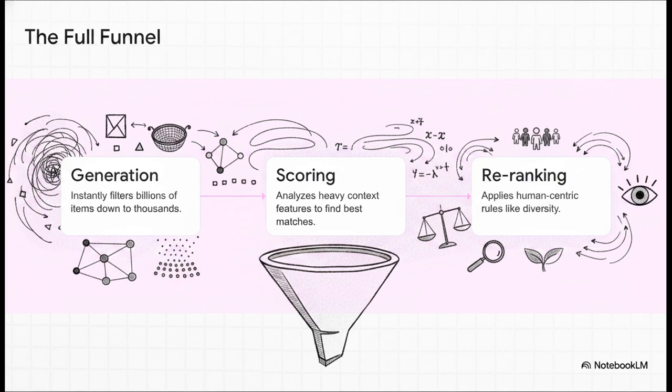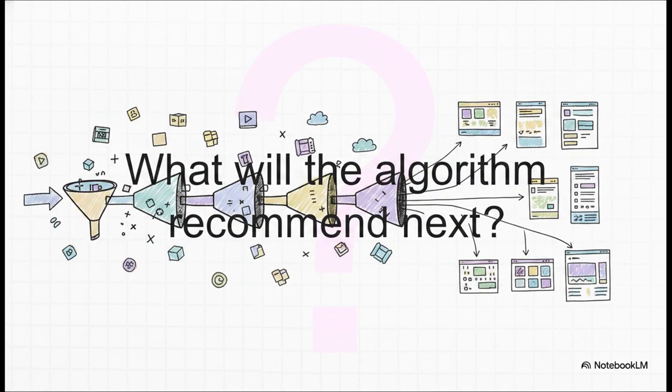Then, the scoring stage intensely analyzes those thousands with heavy context features to find the absolute best matches. And finally, the re-ranking stage steps in to apply those human-centric constraints like diversity and freshness. It is just a beautifully engineered system of funnels and filters, relying on multidimensional math to actively curate the digital world right around your specific tastes. So, now that you deeply understand the three-step architecture operating behind the scenes, you can probably look at your own homepages a little differently. What invisible features, user similarities, and objective functions are actively shaping your very next digital experience?